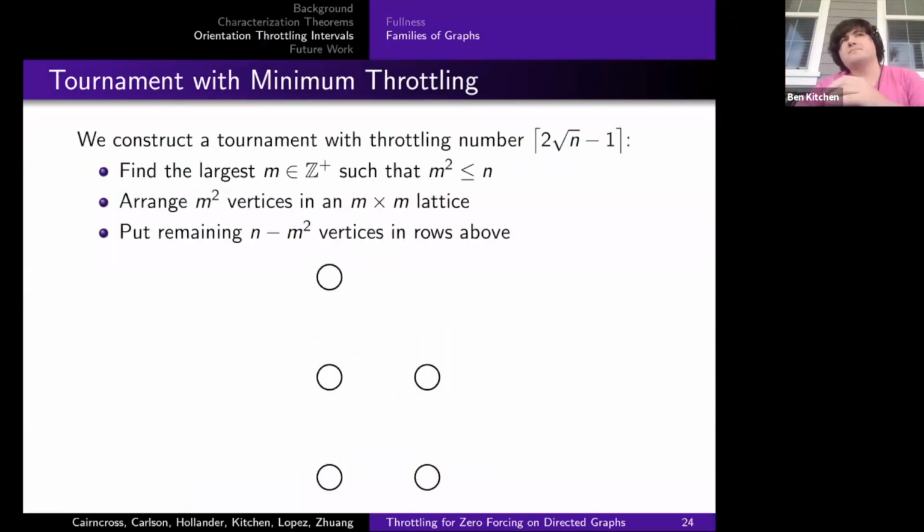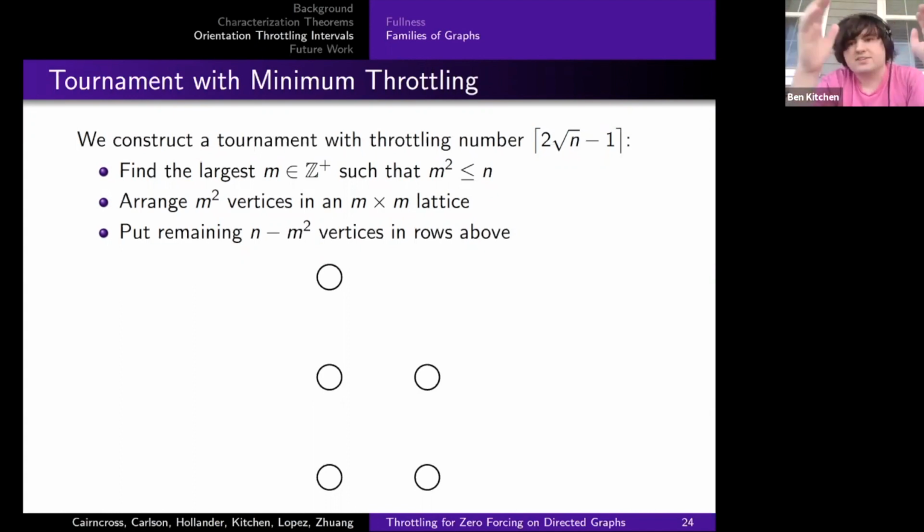As for the minimum, do the following. We have number of vertices n. Pick a number, specifically the largest perfect square less than n. We'll call that m squared. Take m squared vertices of the n that we have and arrange them in an m by m lattice. If n minus m squared is greater than 0, take the remaining vertices and put them in the rows above this m by m lattice. This example down here is for when n equals 5. The largest perfect square less than 5 is 4. We get a 2 by 2 array, and then the extra vertex just goes on top.